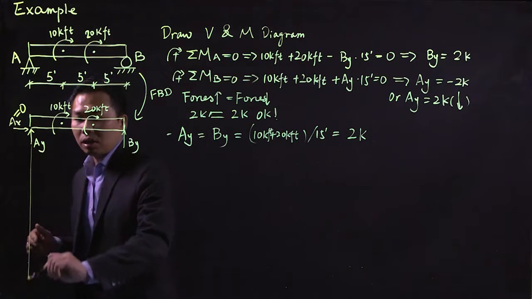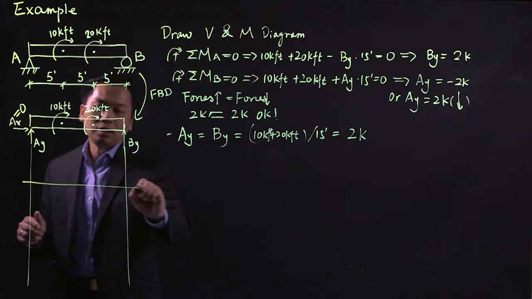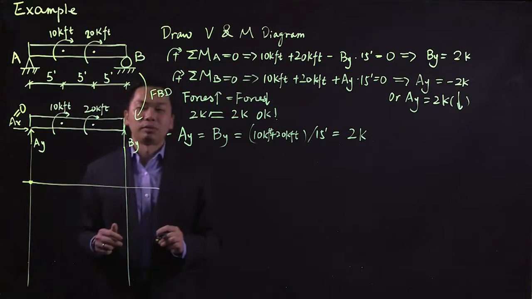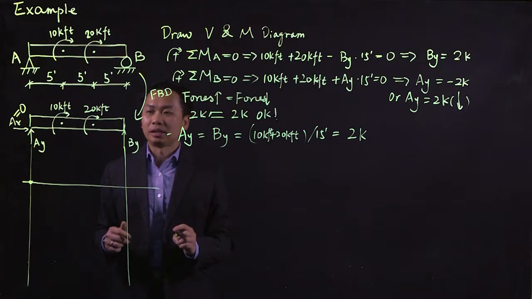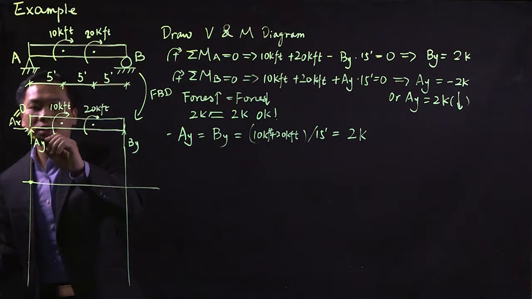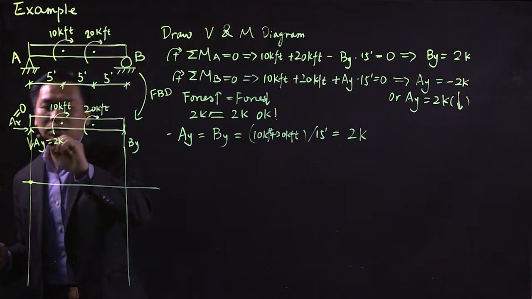With that, we can draw our shear diagram. First, shear diagrams start from 0. It always starts from 0 and ends at 0. If it doesn't, you made a mistake somewhere. And you have your AY, which is going downward, equal to 2 kips, and BY is equal to 2 kips going upward.